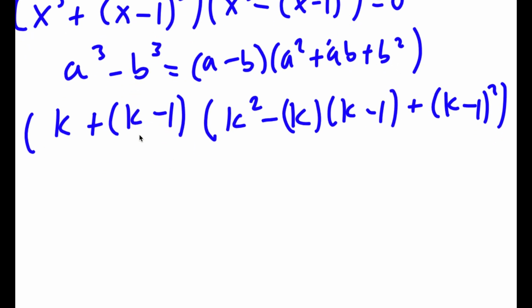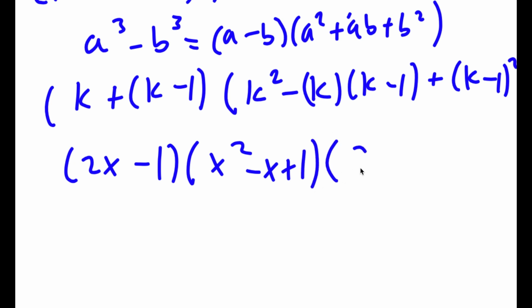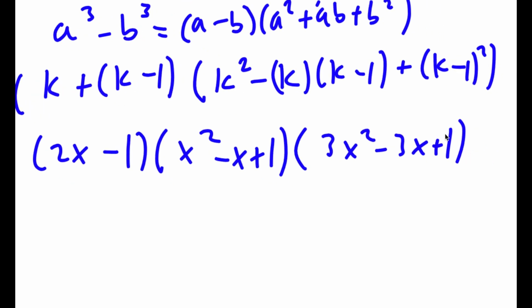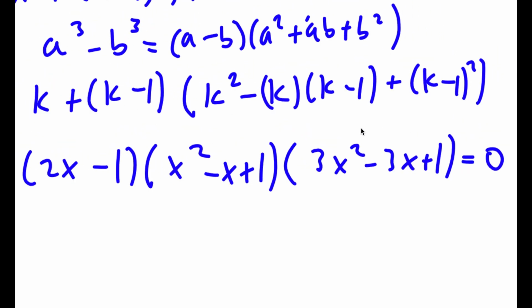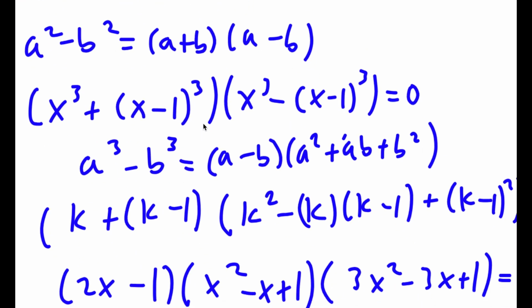So this simplifies to (2x minus 1) times (x squared minus x plus 1) times (3x squared minus 3x plus 1) is equal to 0. Because we also added in, remember, we also have x cubed plus (x minus 1) cubed.